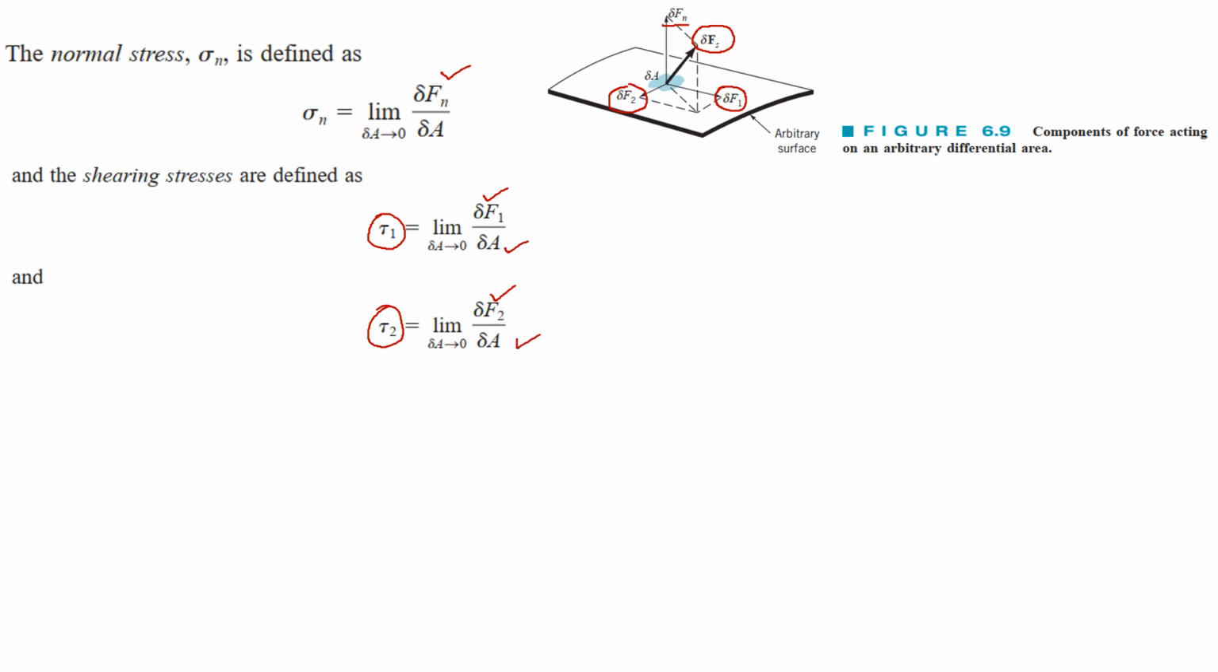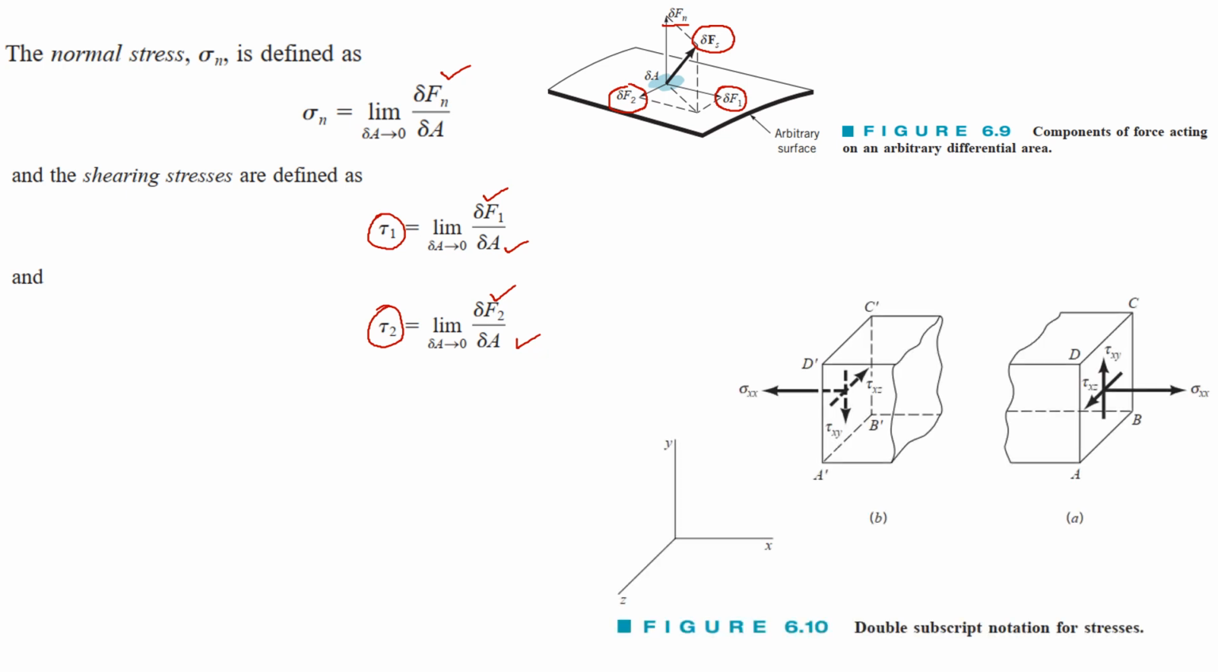So how will we represent these stresses on a plane, where that plane is the face of a cube? This is how these stresses are represented. If we take a plane A, B, C and D, this plane will have three stresses: one normal stress and two shear stresses.